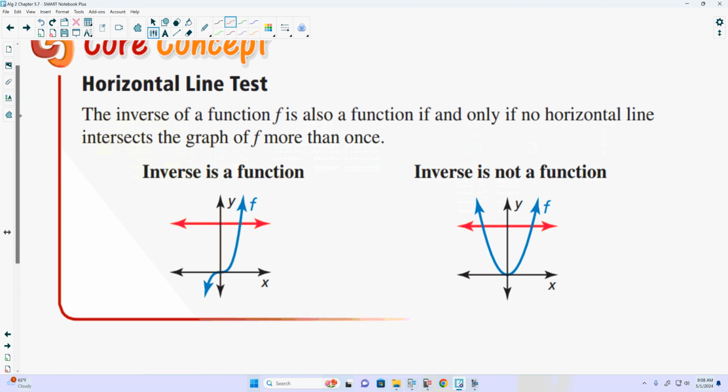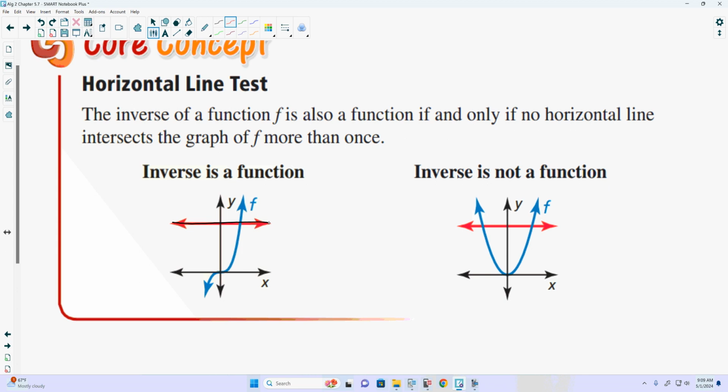Now, what we're doing today is inverses. This is the last section. This is the last thing we're covering this year. Now, an inverse is a function. A function has an inverse if and only if it passes the horizontal line test. So if the function itself passes the horizontal line test, we can draw a horizontal line and it only intersects the function at one point, then its inverse is a function.